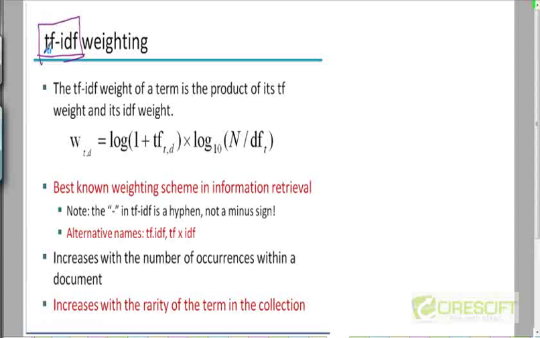It's the term frequency dash IDF score, which combines both the term frequency score that we developed and the IDF score that we developed into a single score by multiplying them together.